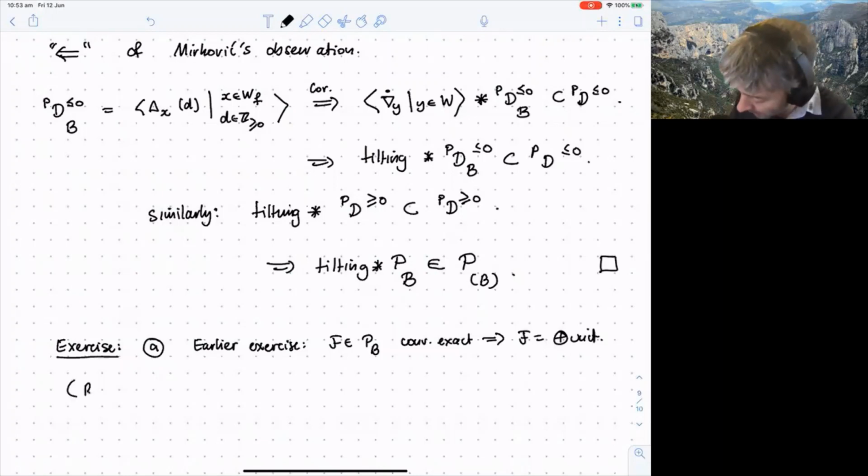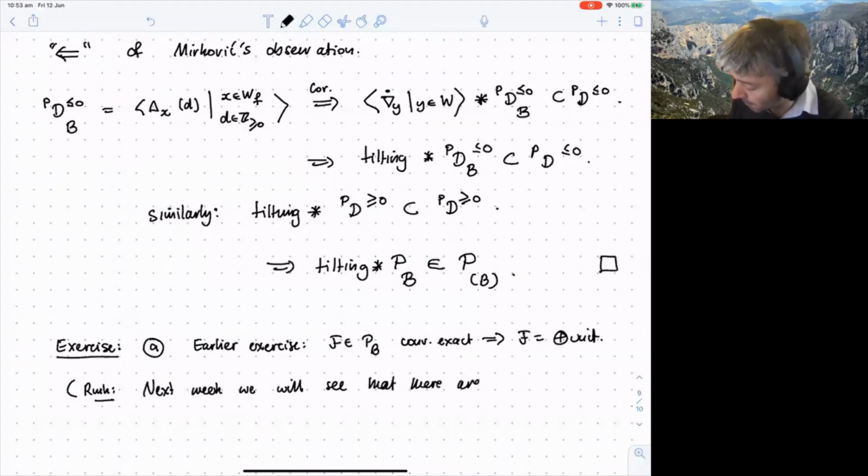And just a remark is that next week, the reason this kind of negative result is interesting is that in the affine case, it becomes totally false. So we'll see that there are many convolution exact F inside the affine flag variety.